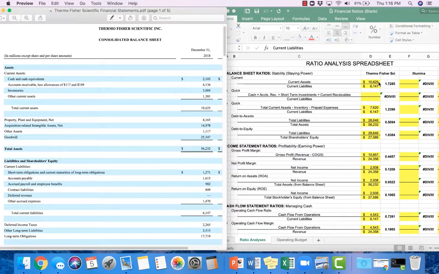And then as we look down, we're going to see that below assets is our liabilities. And so we're looking for the row that says total current liabilities, and that's the 6,147. And when I enter those numbers in, we get a ratio of about 1.72.